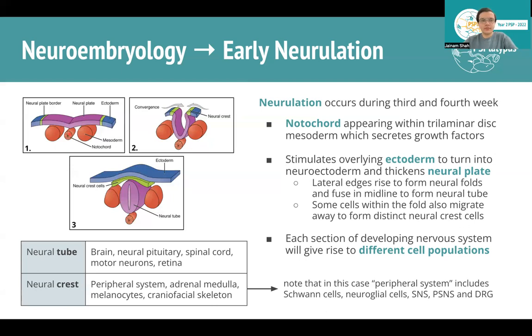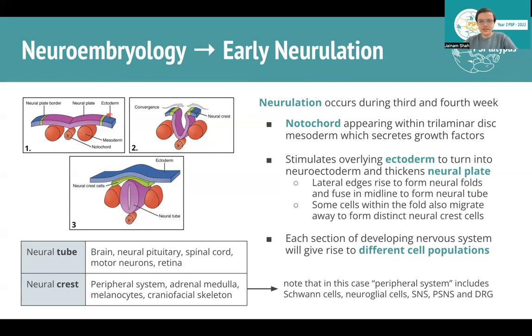Why does it do that? Well, the point is so that it stimulates the overlying ectoderm. Remember, you've got ectoderm, endoderm, mesoderm. So the overlying ectoderm turns into neuroectoderm, and then it thickens into a neural plate. That's that purple tissue here at the top. And you've got these divisions of the neural plate.